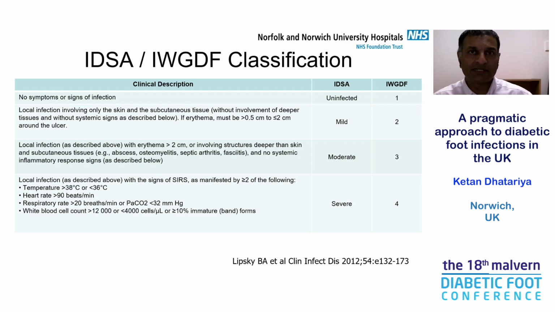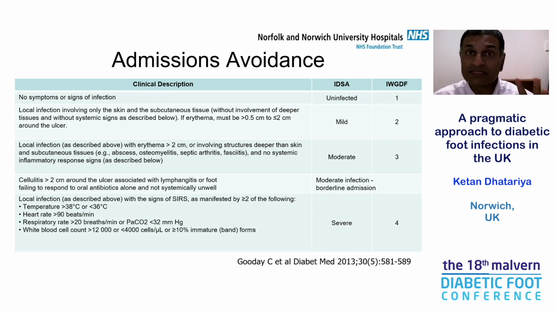And this is what the IDSA say in terms of their classification. But if you've got somebody who has a moderate clinical infection but is systemically reasonably well, they may consider this: moderate infection, but borderline for admission. That's what we in Norwich did a few years ago. We chose to adapt, I was going to say ignore, the IDSA guideline for our own use, and we started using intramuscular antibiotics as a way of avoiding admission. I'm not going to present that data here. We have presented it before at this meeting.